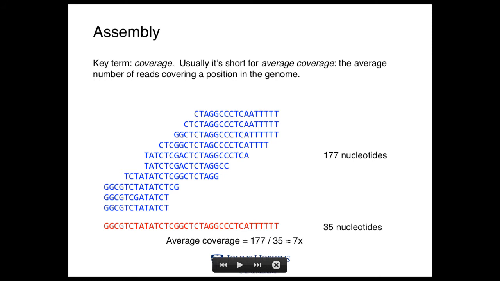The way that we define coverage is the average number of reads that cross a single position of our genome sequence. So here we've sequenced 177 different nucleotides. Our genome sequence is 35 nucleotides. So the average coverage is 177 divided by 35, which is about 7x. You wouldn't want to try to assemble a genome from only 7x coverage, and we typically want to get something like 30x, so the reads overlap by quite a lot. They have long overlaps, and also we're almost guaranteed to have a read covering every position of our genome.